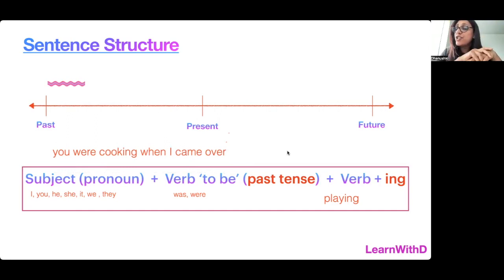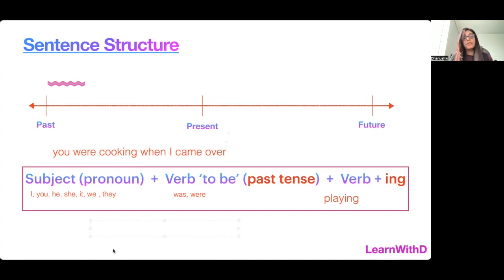So which use is this? Do you remember? Out of the 4 uses that we spoke about? Yes, this is the one with the interrupted action, right? Because you were cooking and I came over. So it's an interrupted action. In that, you were cooking first. So we use the past continuous over here because that is the first action. You were cooking and I came over. Again, as I said, it's all in the past. So we have to use the simple past here. And we use the past continuous here, which is the first action. So you were cooking when I came over.